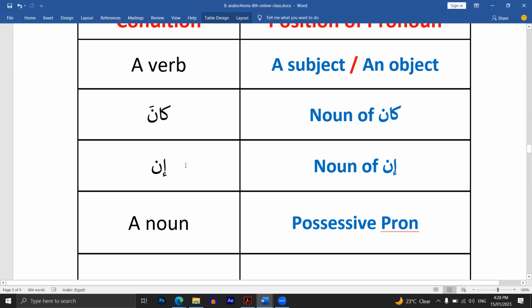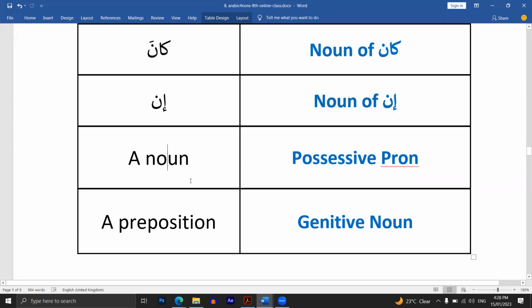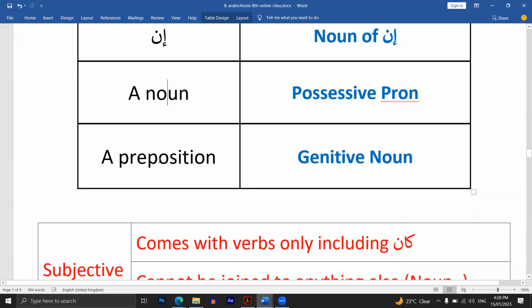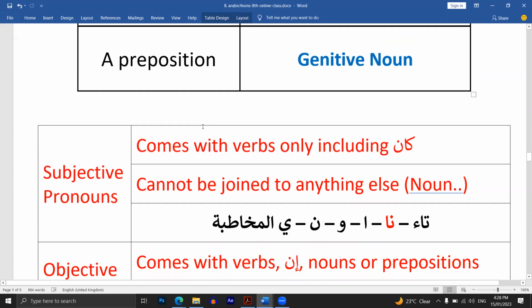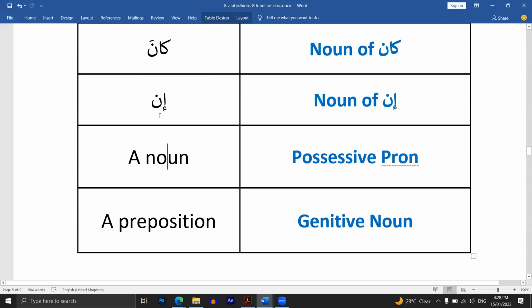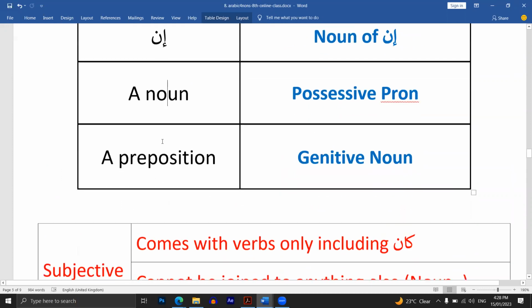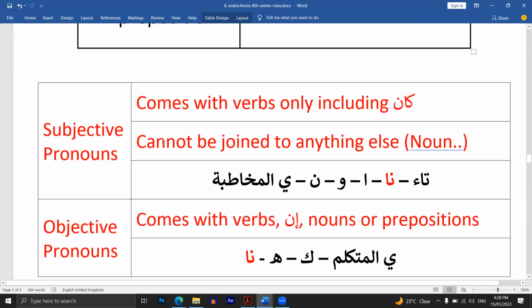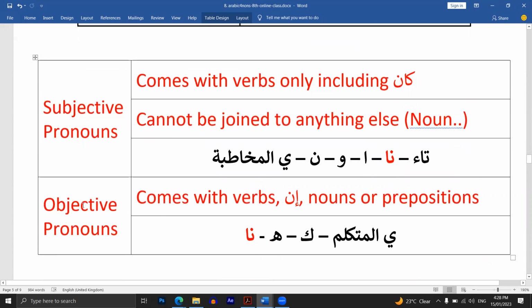And next, if we see a pronoun connected to inna, directly it will be the noun of inna. When a pronoun is connected to a noun, in this case it will be a possessive pronoun. That's it. And finally, if we see a pronoun connected to a preposition, it will be what we call in Arabic a genitive noun, ismun majroor. So these cases of connected pronouns, I will just summarize them in two main cases: subjective pronouns and objective pronouns.